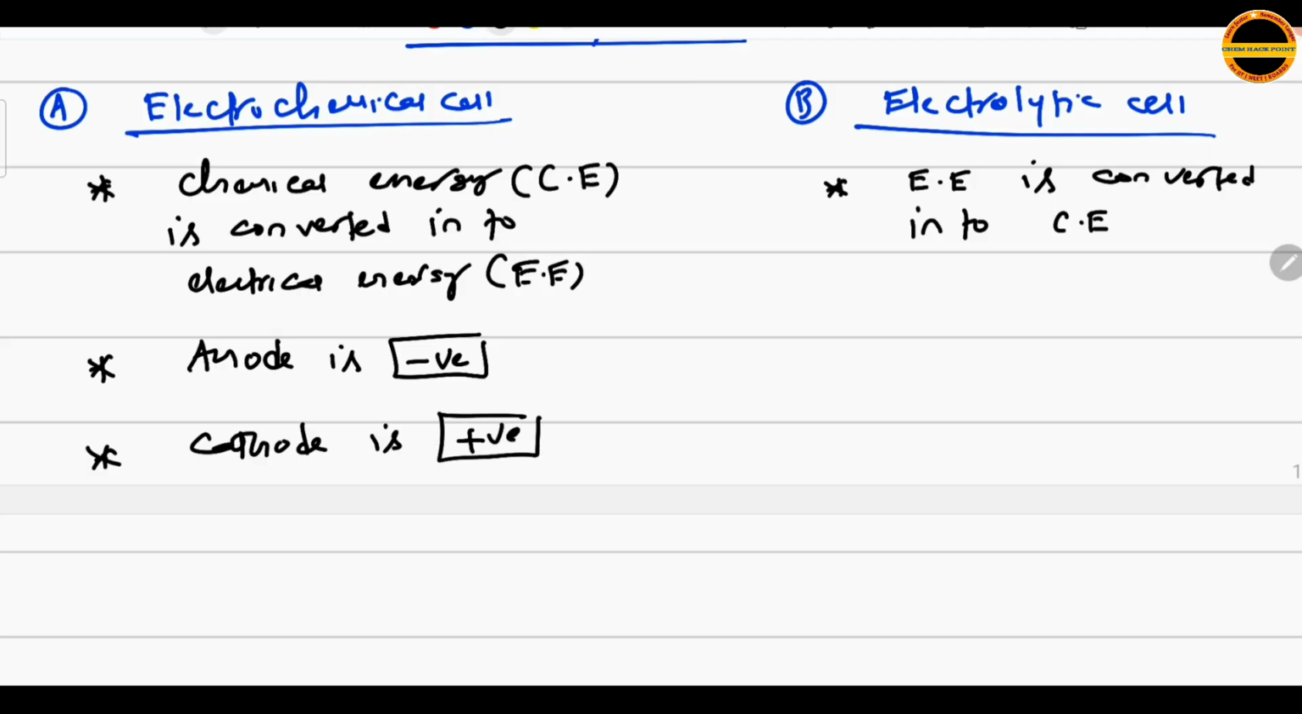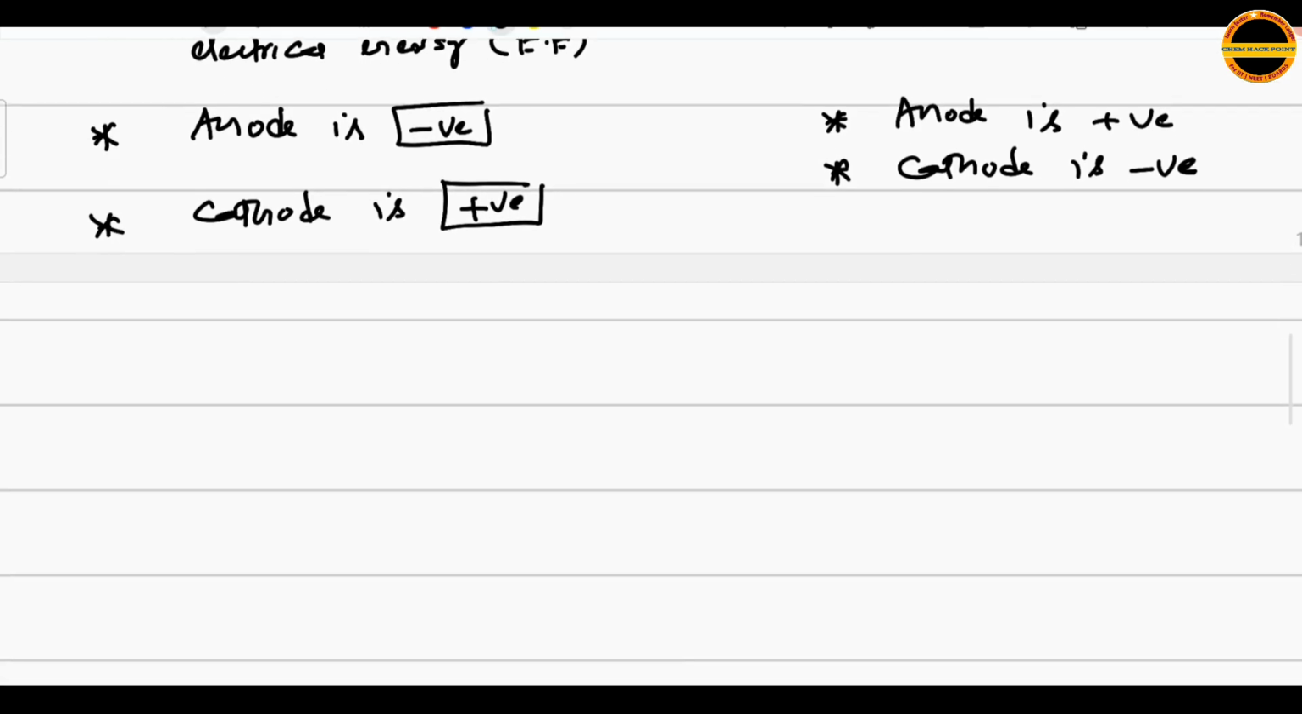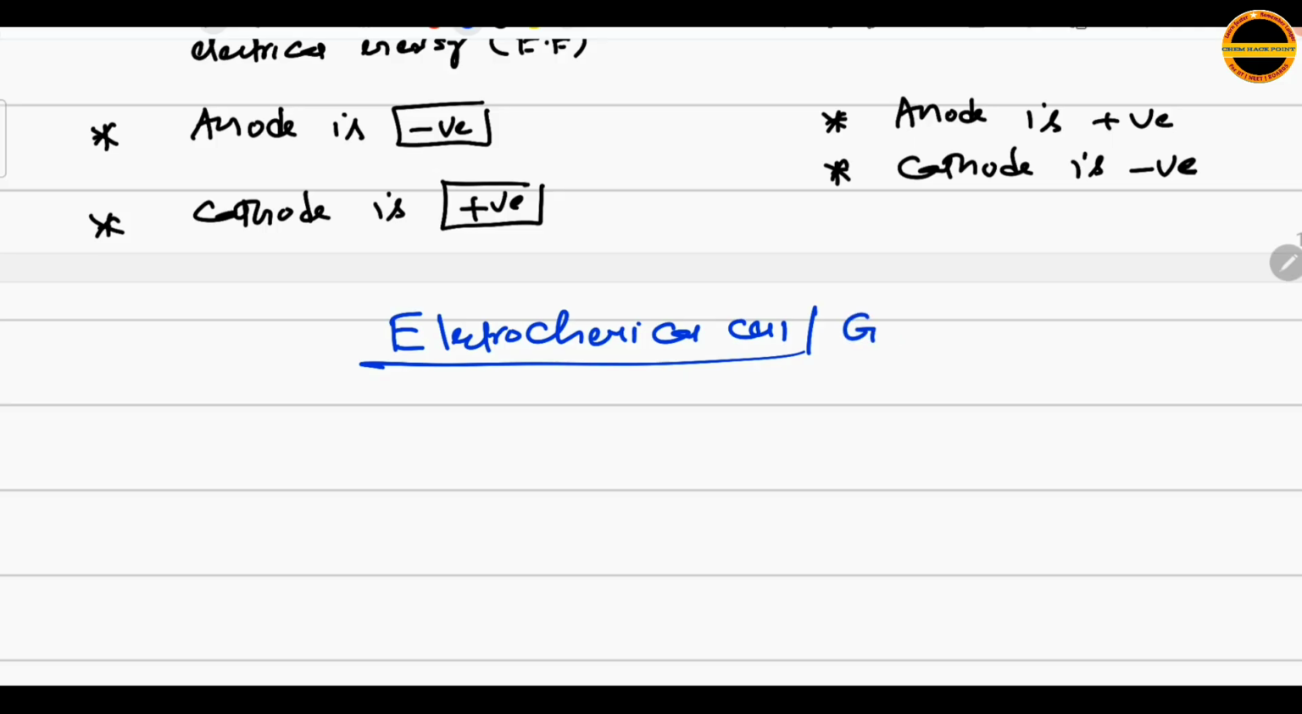But in case of electrolytic cell, anode is positive and cathode is negative. Anode is positive, cathode is negative. So remember these two. Now let us start with electrochemical cell. I am starting with electrochemical cell. Electrochemical cell is also referred to as galvanic cell.